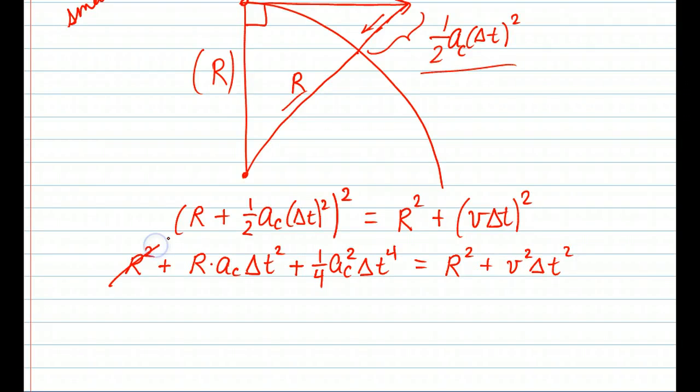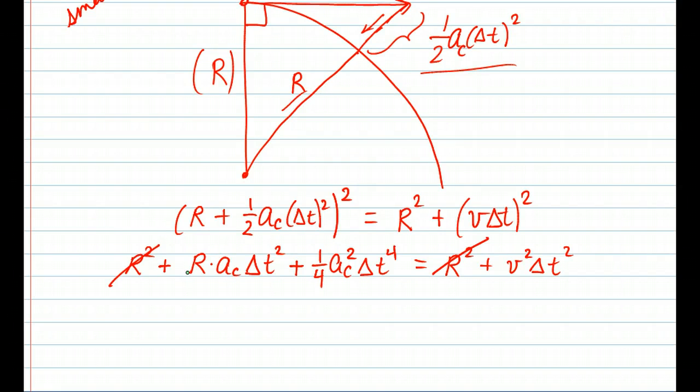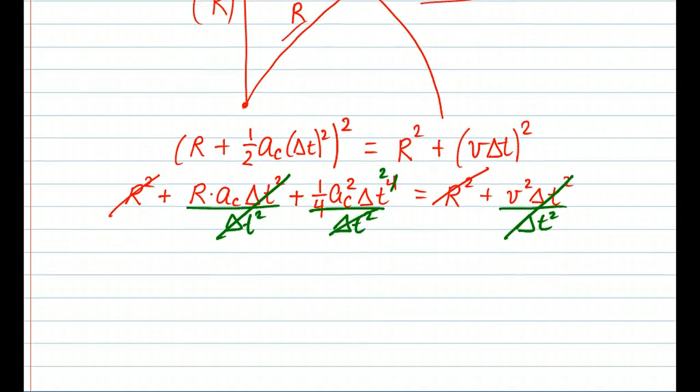So I'm going to cross out r squared. It appears on each side. And I'm going to divide everything by a factor of delta t squared. So divide this by delta t squared, divide this, and divide this. So that one's gone, that one's gone. This one just turns into delta t squared. So what we're left with is r a_c plus 1/4 a_c squared delta t squared is equal to v squared.